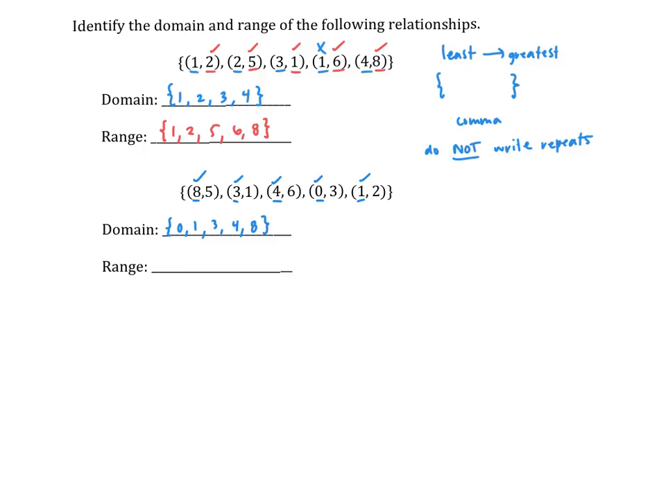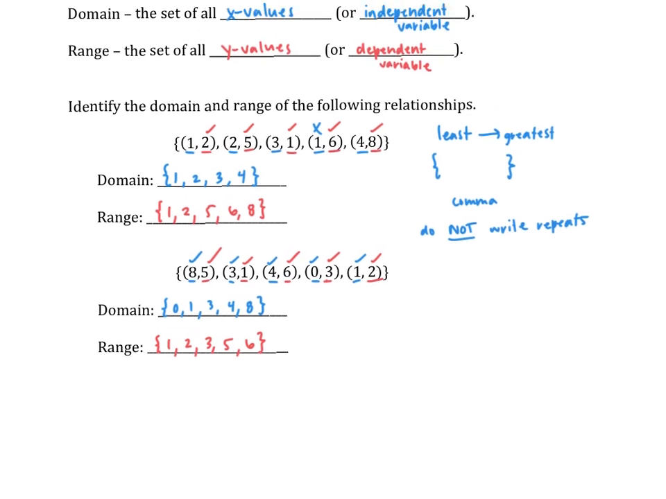All right, and then if I go ahead and write the range, least to greatest, so I see a 5, 1, 6, 3, 2, no repeats there. So I start with the 1, 2, 3, 5, 6. I got them all. And again, the domain represents the x values and the range represents all the y values.